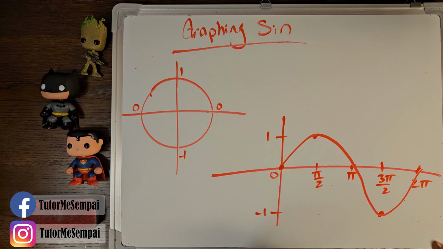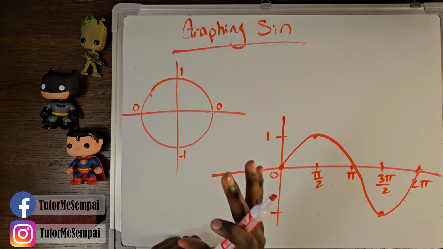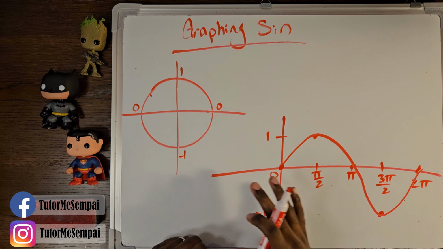But this is how you're going to graph your sine function from 0 to 2 pi. Now let's jump into our tangent, which is going to look a little bit different, but we're still going to do the same type of work here.